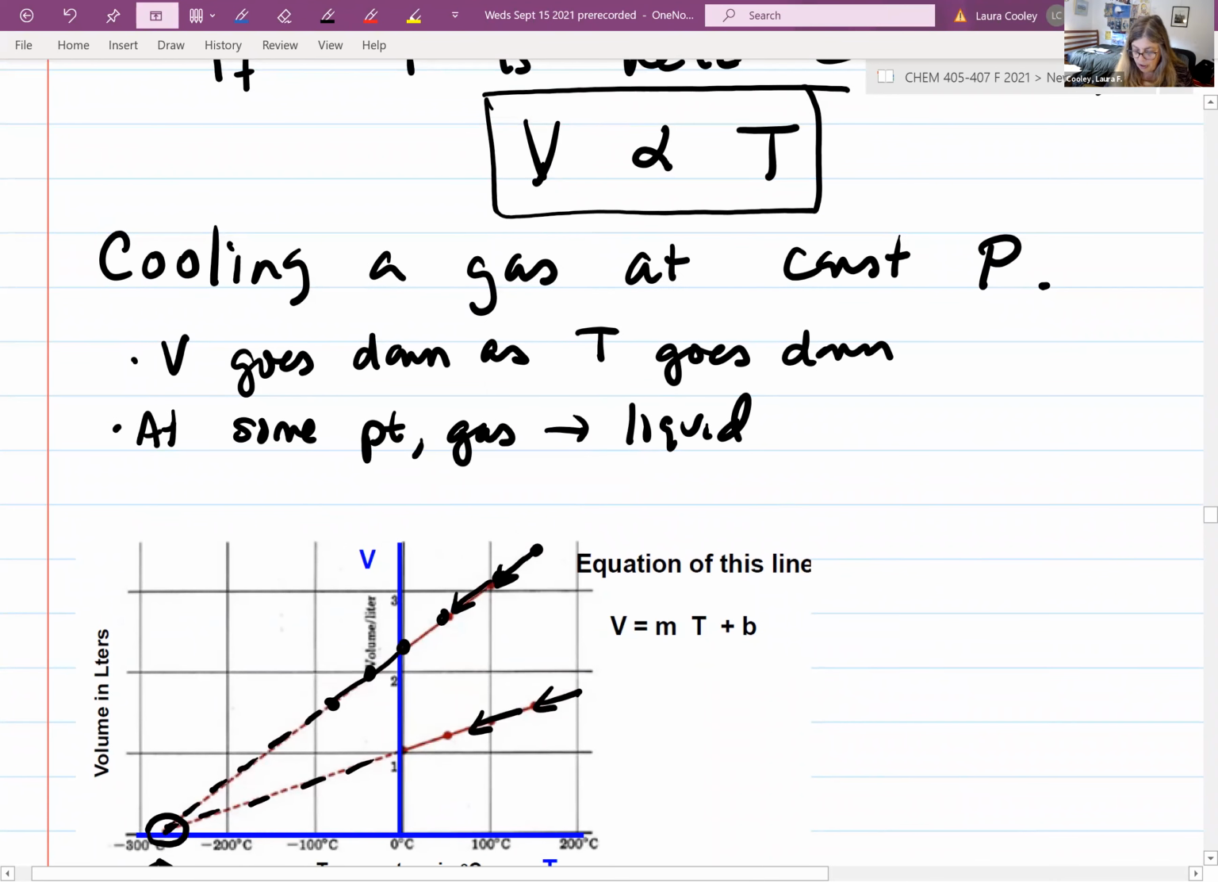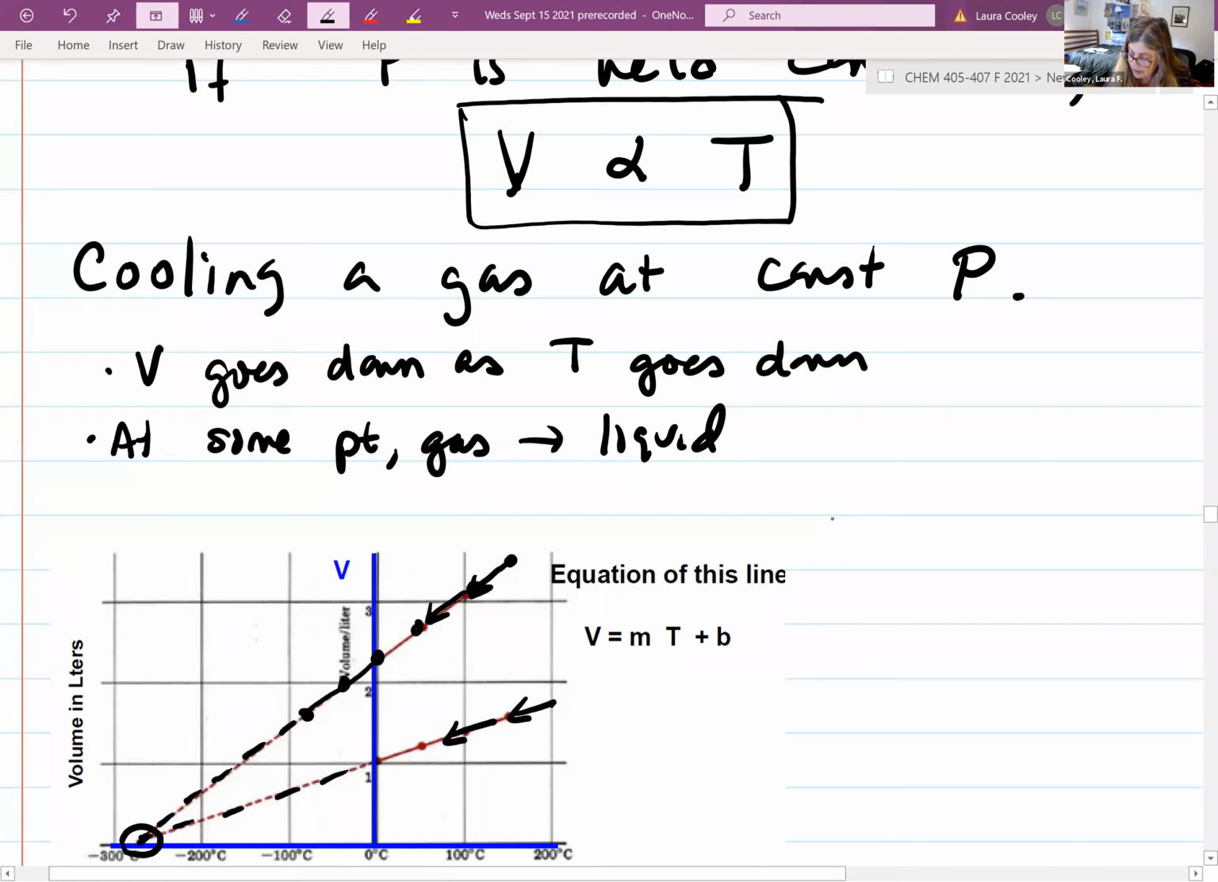Okay, but if we look at Charles's law, it says that there is a proportionality between volume and temperature. What a proportionality means is that V proportional to T means V is a constant times the temperature.